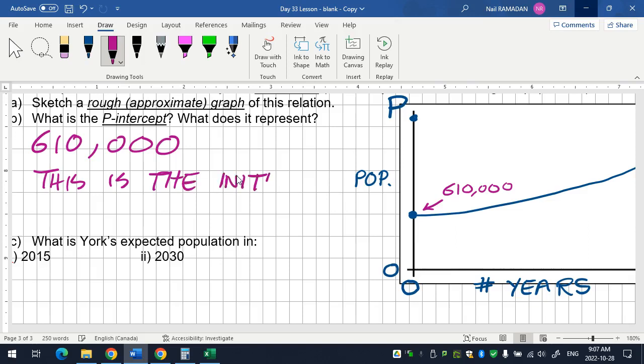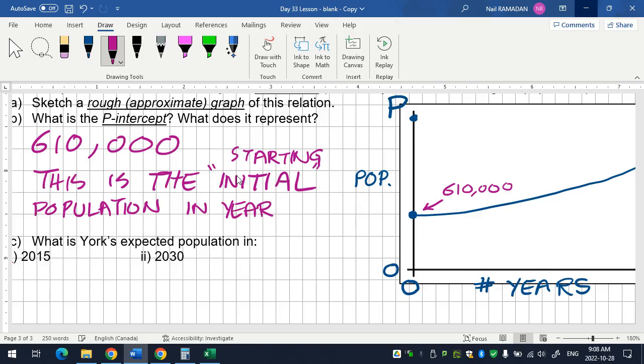By the way, I don't mind if you say starting. I'll still give you full marks as it's the same meaning. But get used to the word initial, because other teachers might want to hear exactly that word. So this is the initial, or starting, population in year, which year? In the year what? 1996, which sometimes we call year what?